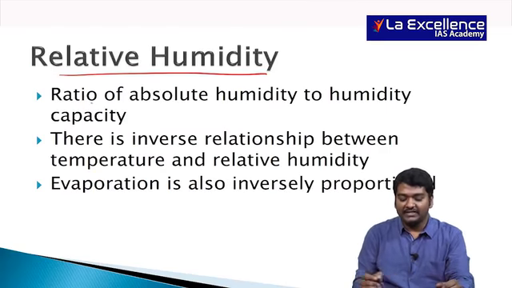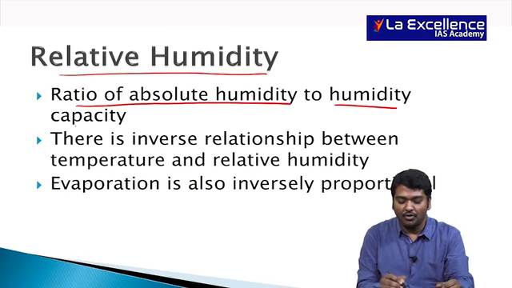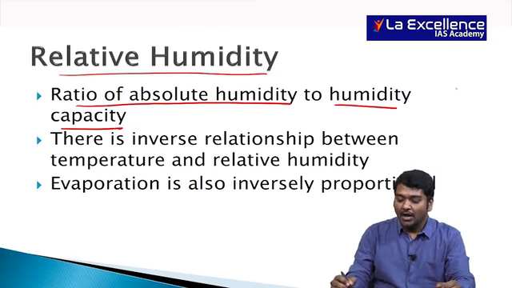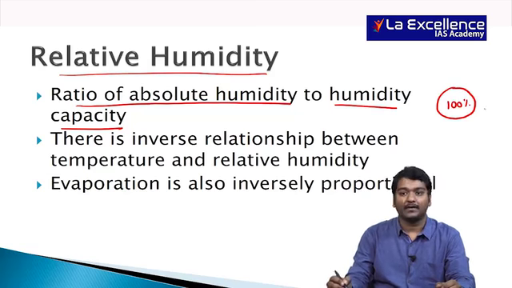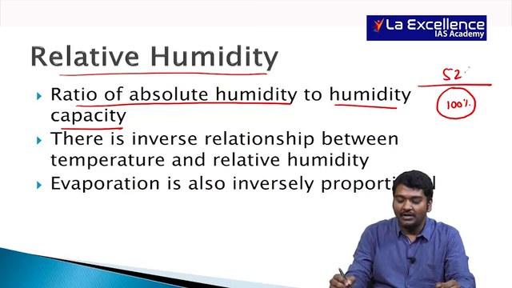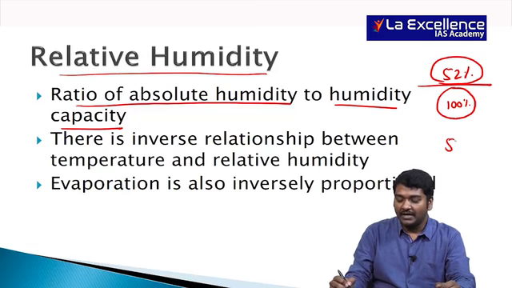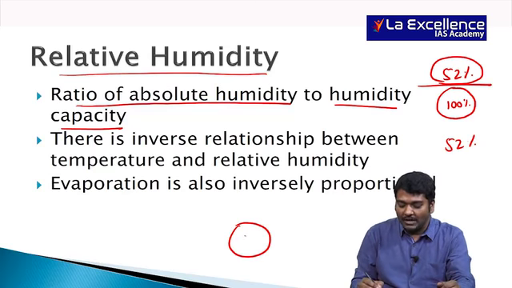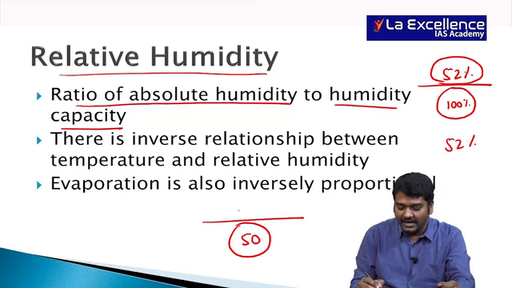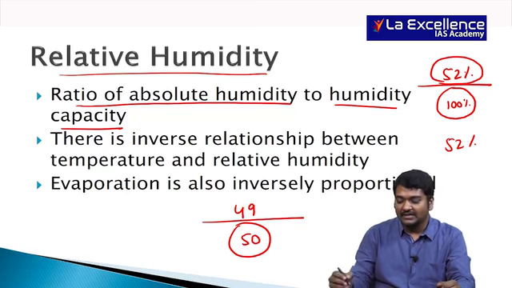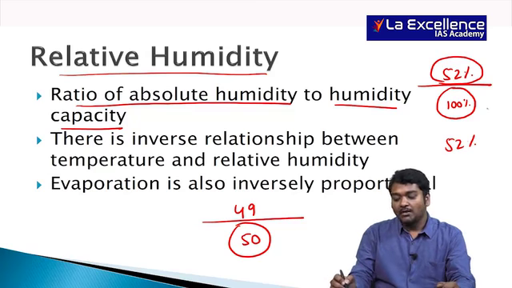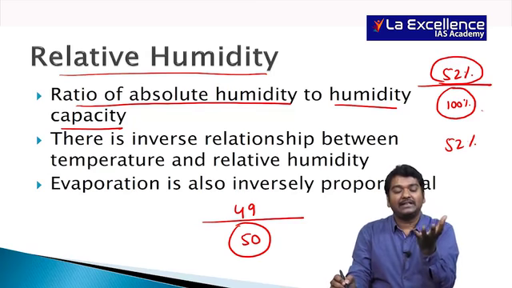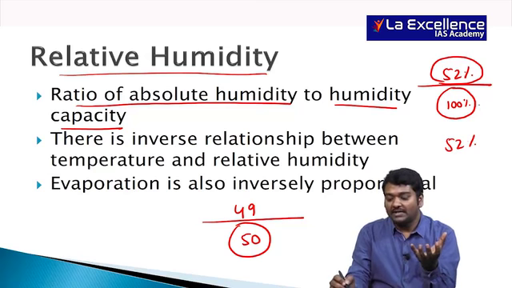Relative humidity is the ratio of absolute humidity to humidity capacity. For example, usually in a particular air mass, 100% can be there, but actually only 52% is there. I call it 52 by 100, it is 52%. Let me take another case. In a particular air mass, only 50 can be held and there is 49. So can I say here, even though it is 52, the humidity capacity, that is, what air can hold, is 100.